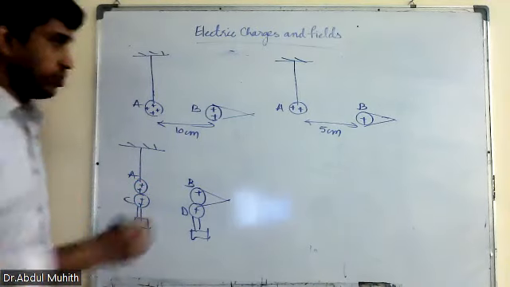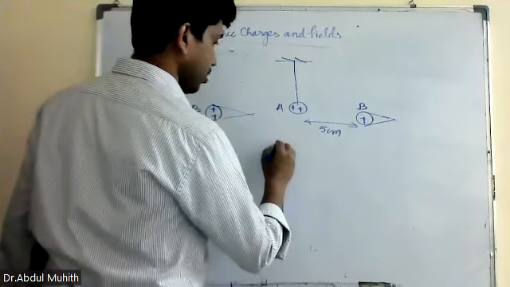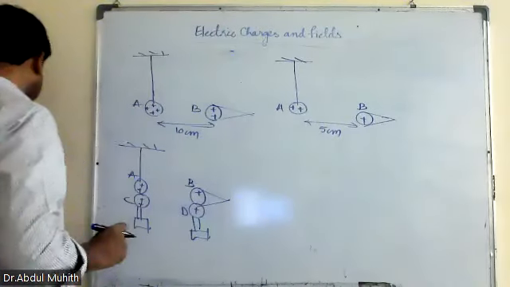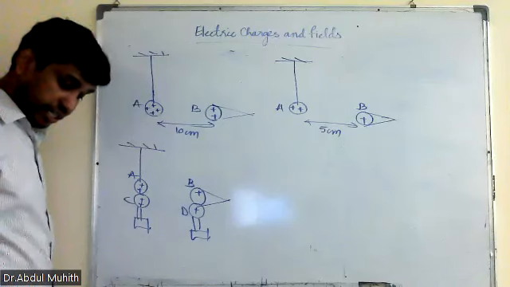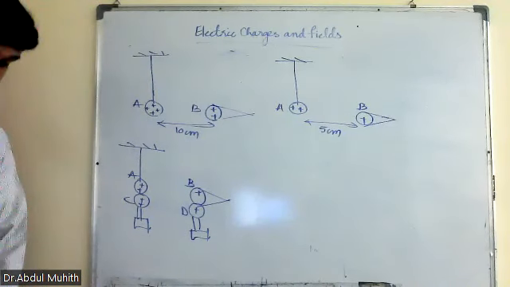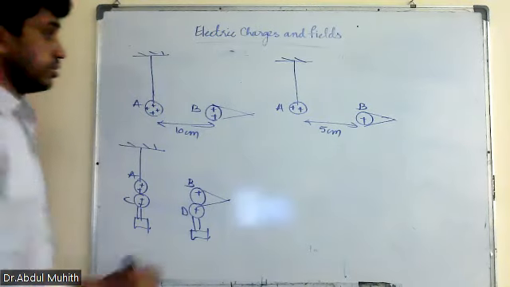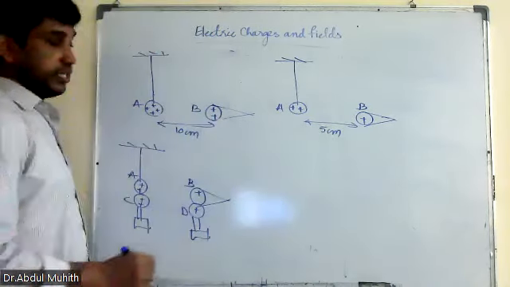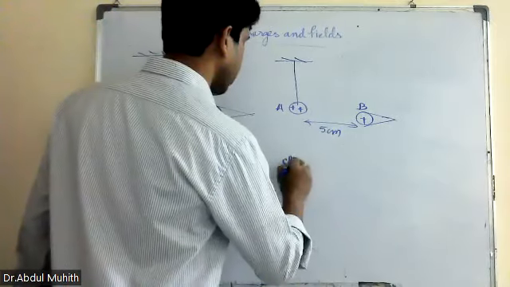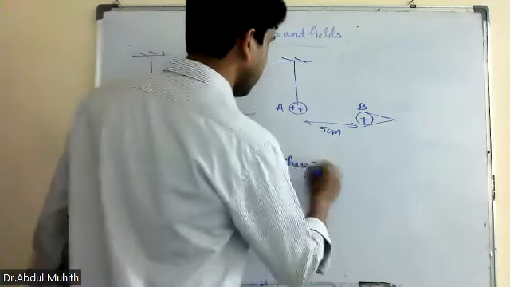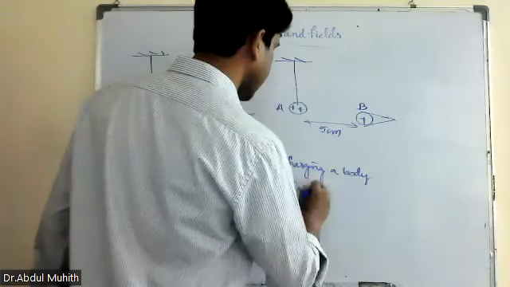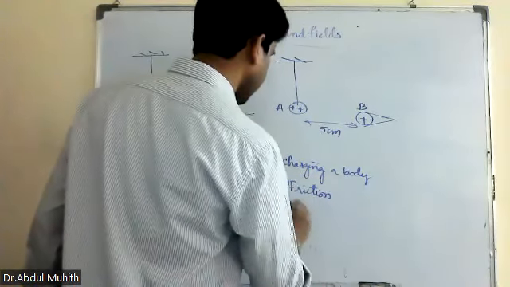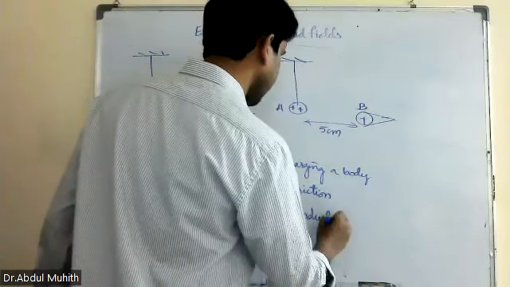I forgot to explain the charging. What is it? Conduction, induction, and friction. Transfer of charges is said to be charging a body. I forgot that. So there are 3 ways of charging a body: friction, conduction, and induction.